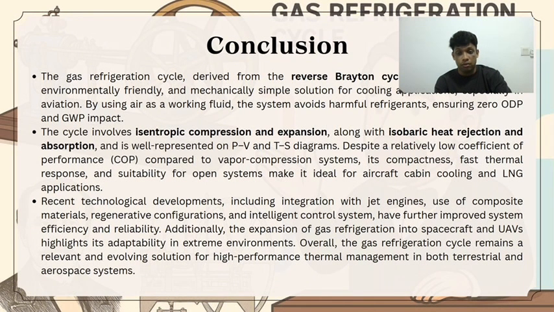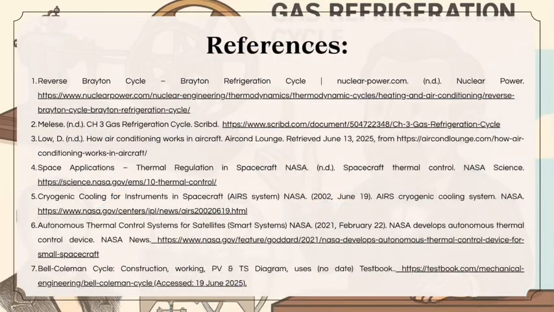Recent technological developments, including integration with jet engines, use of composite materials, regenerative configurations, and intelligent control systems, have further improved system efficiency and reliability. Additionally, the expansion of gas refrigeration into spacecraft and UAVs highlights its adaptability in extreme environments. Overall, the gas refrigeration cycle remains a relevant and evolving solution for high-performance thermal management in both terrestrial and aerospace systems. And that's all for now.